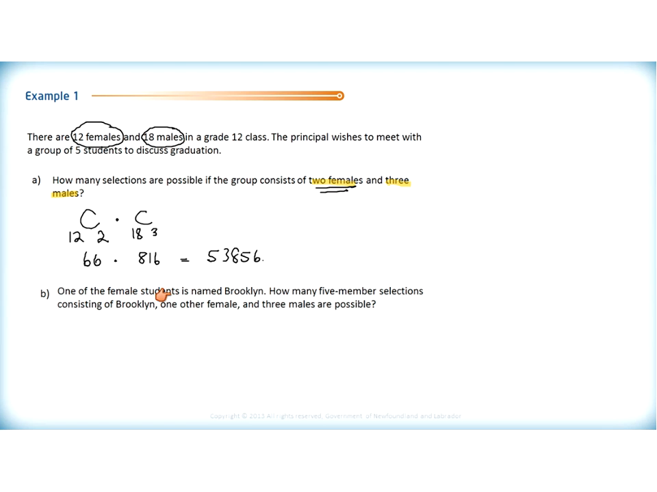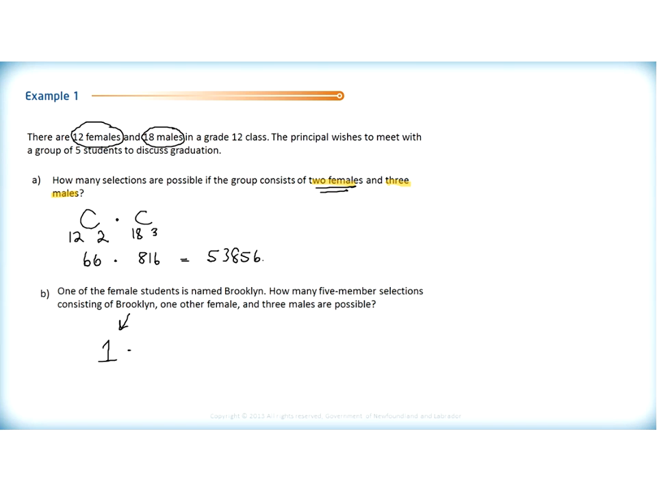Part B. If one of the female students is named Brooklyn, how many 5-member selections consist of Brooklyn and 1 other female and then 3 males? So now he wants Brooklyn to be on this committee. So how many ways can he select Brooklyn? There's only one way to do that.